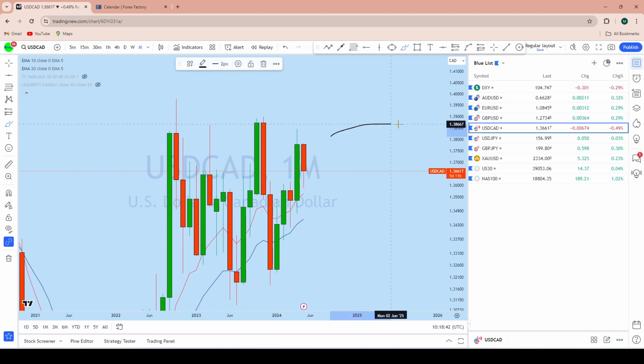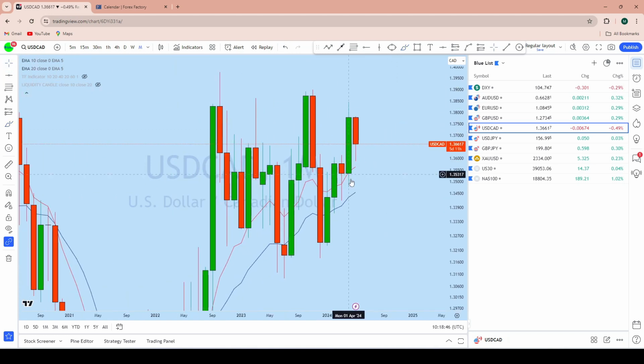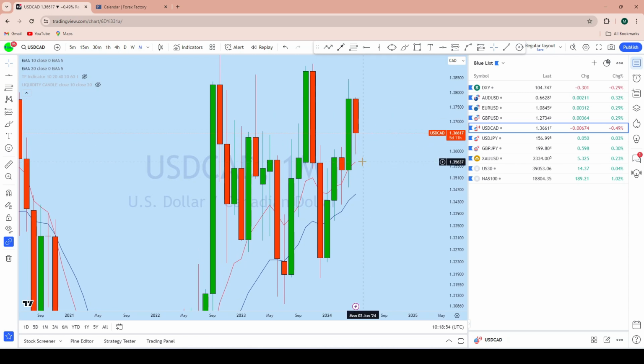Looking at the bigger picture, starting with the monthly chart on dollar CAD, this is a monthly bullish candle so far, and in this current month we can see dollar CAD has shown significant bearish pressure with a long wick at the bottom. As this is the last week of the month, we might see the price come down to fill that long wick at the bottom.